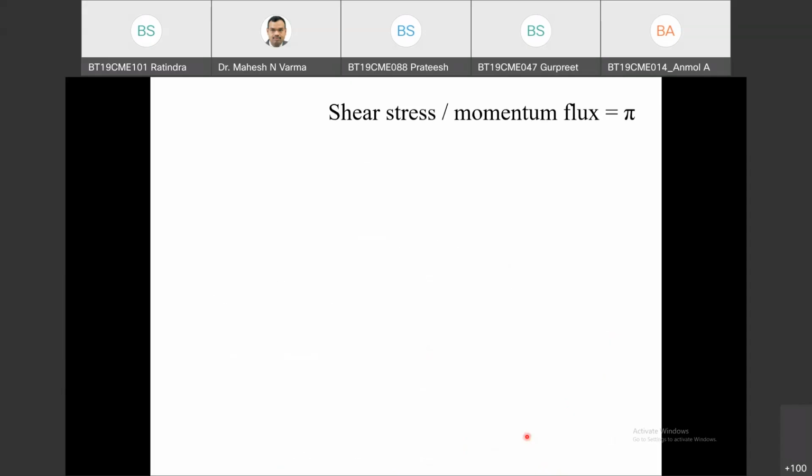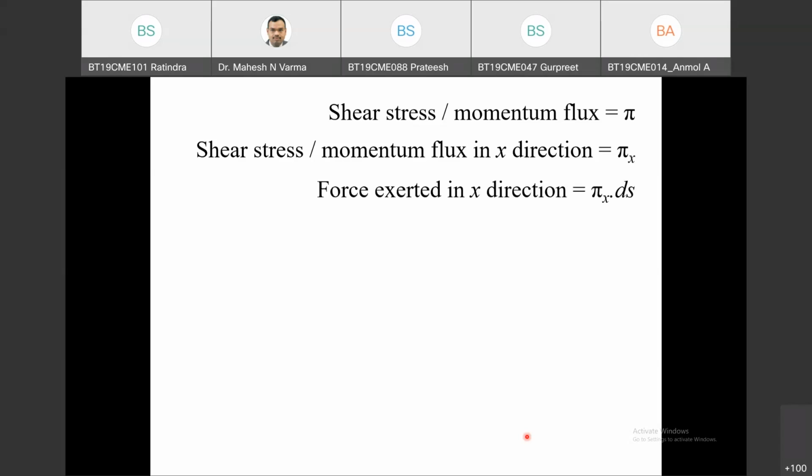So pi is the shear stress. The x component of shear stress is pi x. That pi is the shear stress, and the x component of momentum flux is pi x. Pi x into dx. Shear stress multiplied by the perpendicular surface area will give me the force exerted in x direction and the rate of work done. This force multiplied by velocity will be the rate of work done.